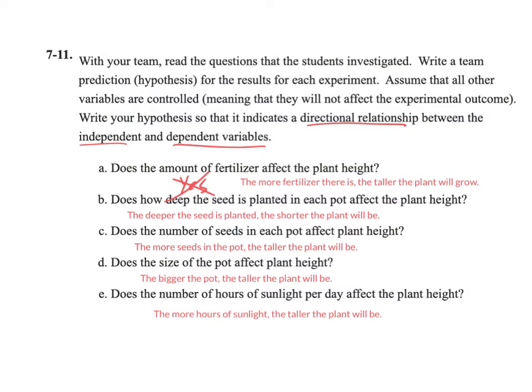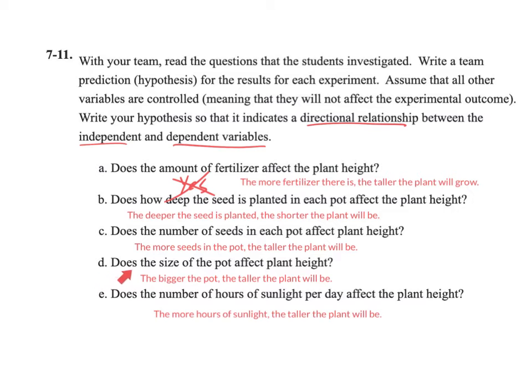All right, so here were my predictions. It says, does how deep the seed is planted affect the height of the plant? I thought that the deeper the seed is planted, the shorter the plant will be. Part C says, does the number of seeds in the pot affect the plant height? I thought that the more seeds in the pot, the taller the plant will be. I kind of went back and forth on this one, but I feel like it just gives more opportunity there.